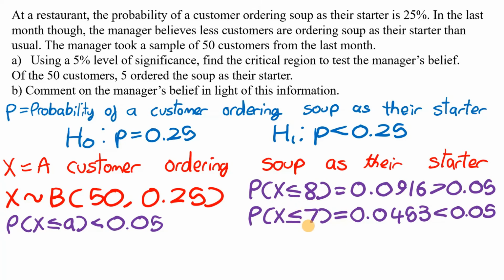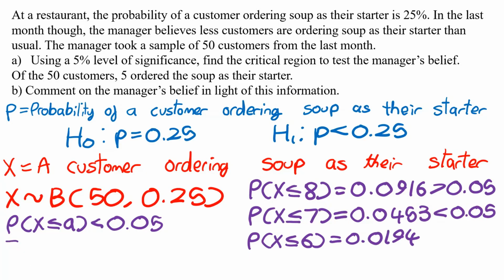By the way, you don't need to worry about values less than this. For example, if you find the probability that x is less than or equal to 6 to 4 decimal places, this is 0.0194. The probabilities keep getting smaller, okay? So we only need to find the first value here. This is the first value where the probability is less than 0.05.